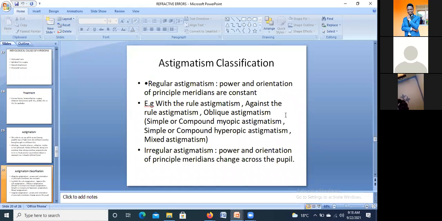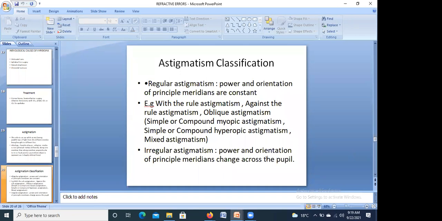But there are also other types of astigmatism. The simple astigmatism is one where one of the meridian rays is focused on the retina, while the other one is focused either in front or behind. Whereas in compound astigmatism, the two meridians are brought into different foci, both either in front or both behind, and then the mixed type. Then we have the irregular one, where the orientation of the meridian keeps on changing, so they are not fixed.